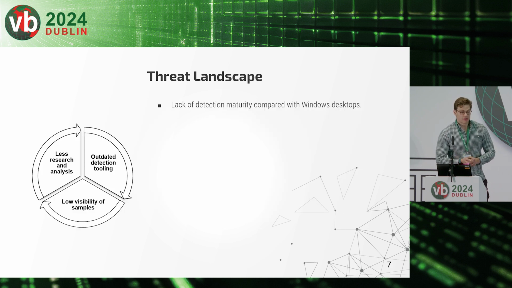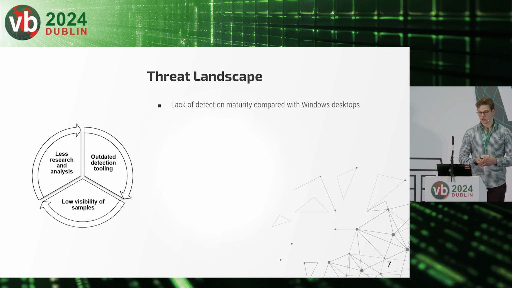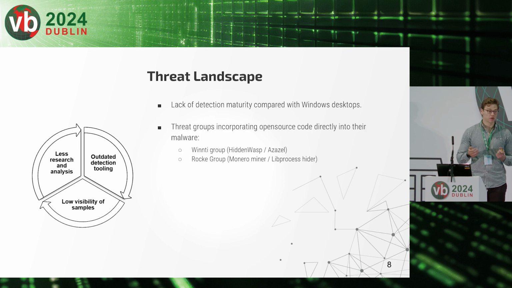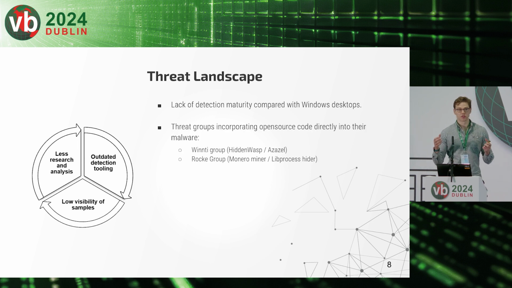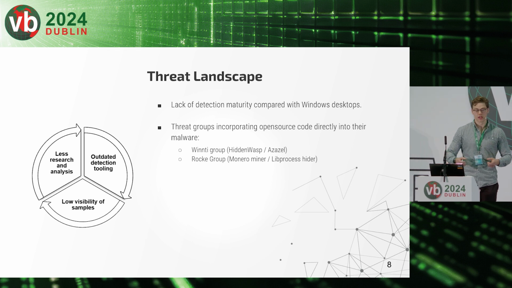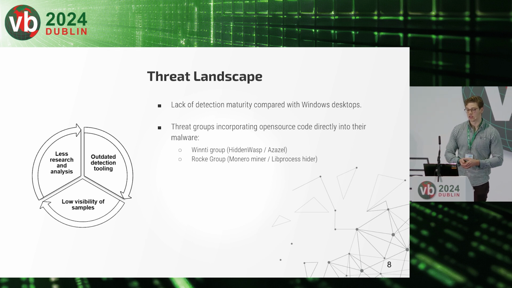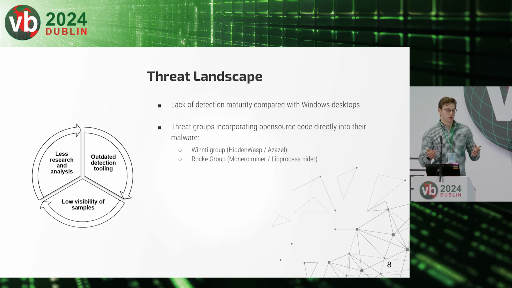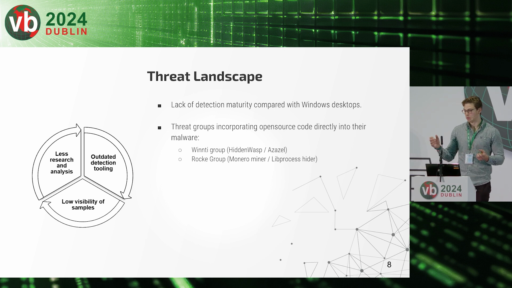So in general, we have a lack of detection maturity on Linux compared to Windows. And we're also finding that threat groups are having success taking open source code from user mode rootkits and using it directly in some of their samples. One example of this is the Winnti group, who took a lot of the code base from the Azazel open source user mode rootkit and put it into their HiddenWasp malware to great effect.